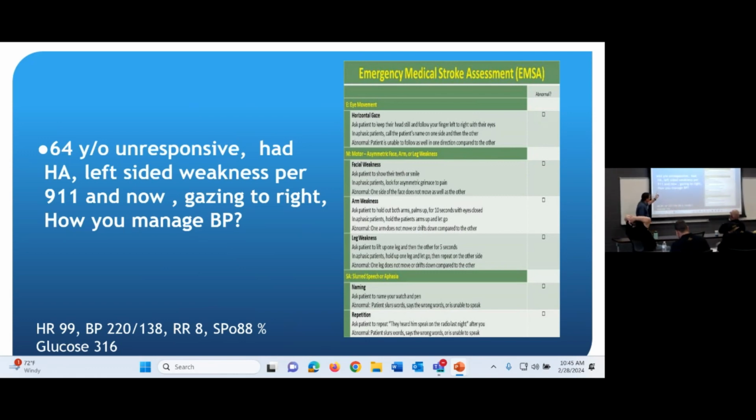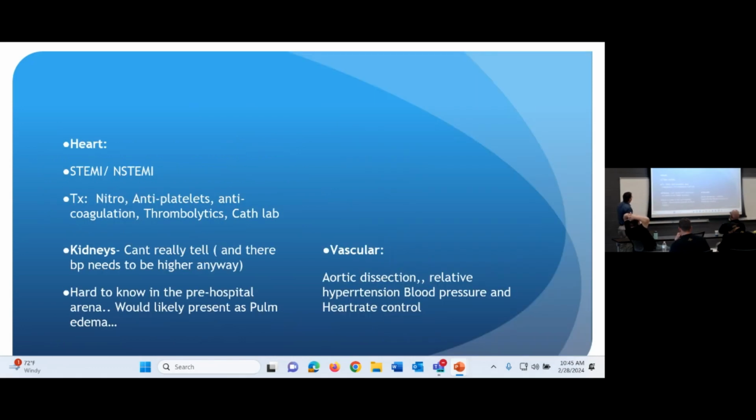He's going to get some IV fluids. Yeah, but he's hypertensive. Yeah, but he's also got a glucose of 316, so he gets IV fluids. What he doesn't get is labetalol, clozapine, or anything like that.